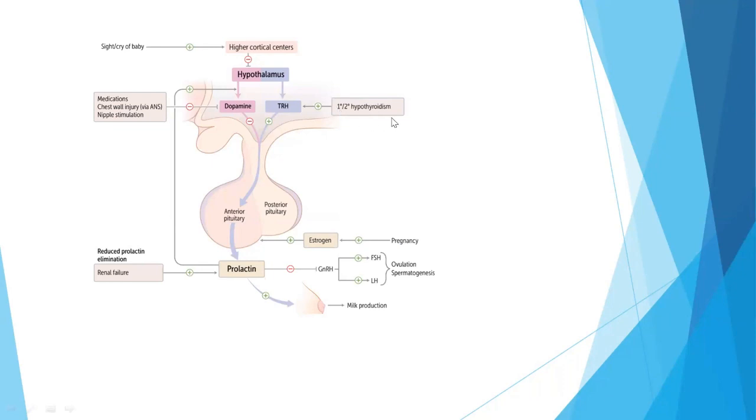In case of primary and secondary hypothyroidism, there will be an increase in TRH, and this TRH will consequently lead to an increase in prolactin. Now this prolactin will also inhibit GnRH, and GnRH leads to stimulation of FSH and LH, and then there will be ovulation or spermatogenesis. When prolactin inhibits GnRH, ovulation is inhibited. This acts as physiological contraception, and prolactin will cause milk production.